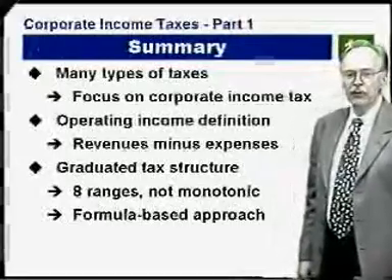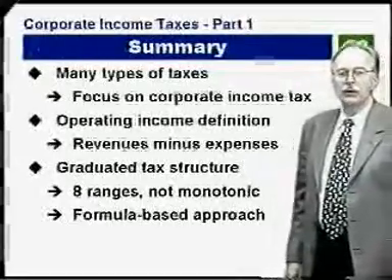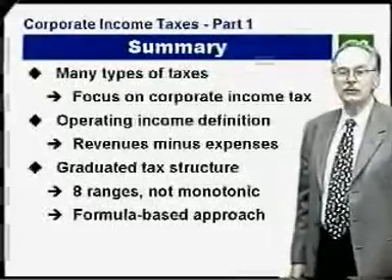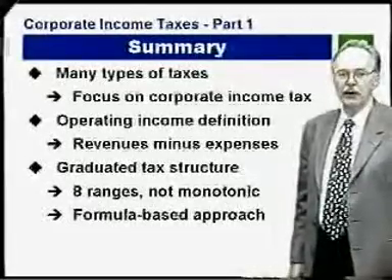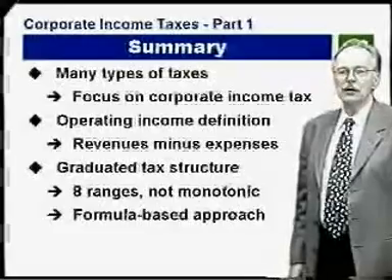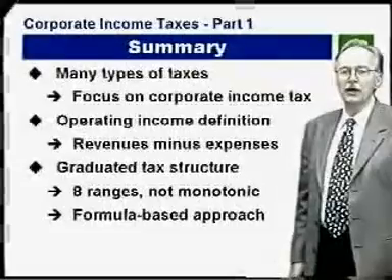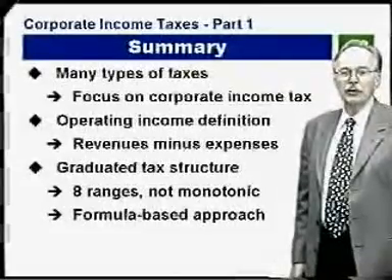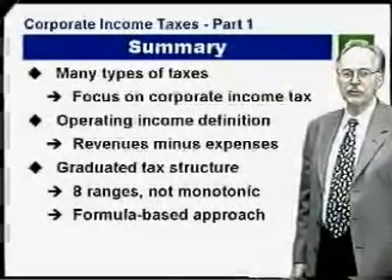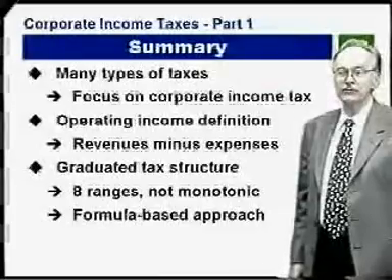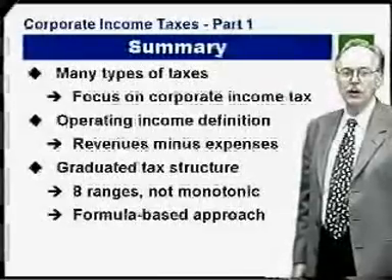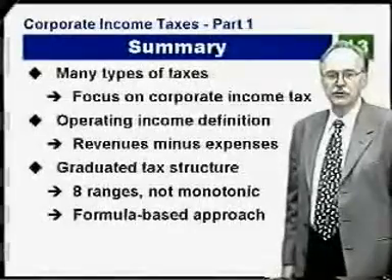So here we have a summary of what we have covered in this lecture. We discussed the many different types of taxes that jurisdictions might levy on corporations. We also focused on the corporate income tax. That's usually the major component. We defined operating income to be the difference between revenues minus expenses, and we discussed the different types of items that might go into revenue and those that might go into expenses.